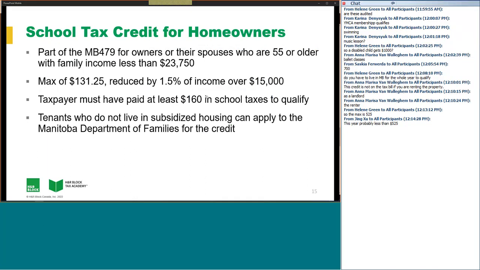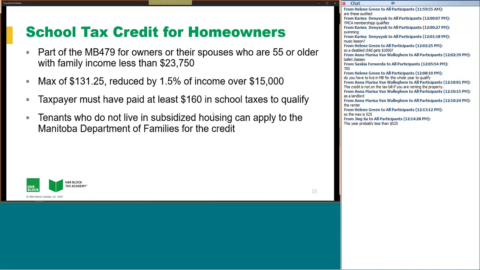It's reduced by 1.5% of your income over $15,000, and you have to have paid at least $160 in school tax to qualify. So if you've paid at least $160 in school tax and your income is below $23,750 and you or your spouse is over 55, then apply for this as well, and you're going to get a little bit more. If you're a tenant and you're 55 or older and your family net income is $23,750, you can also apply for this, but you have to apply directly to the Manitoba Department of Families. We don't do that one on the tax return.